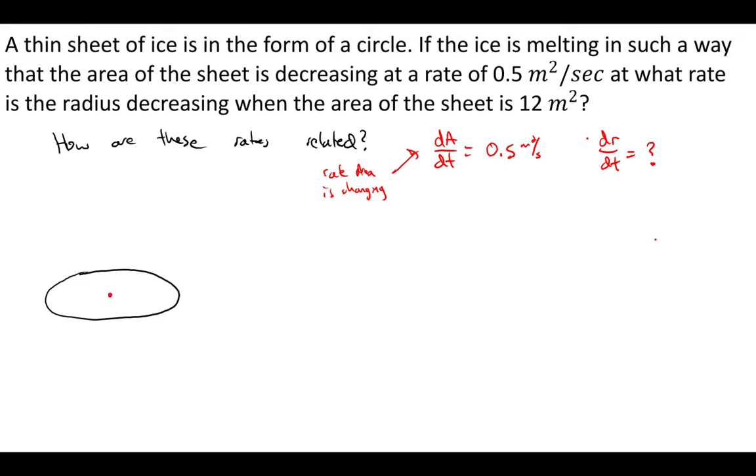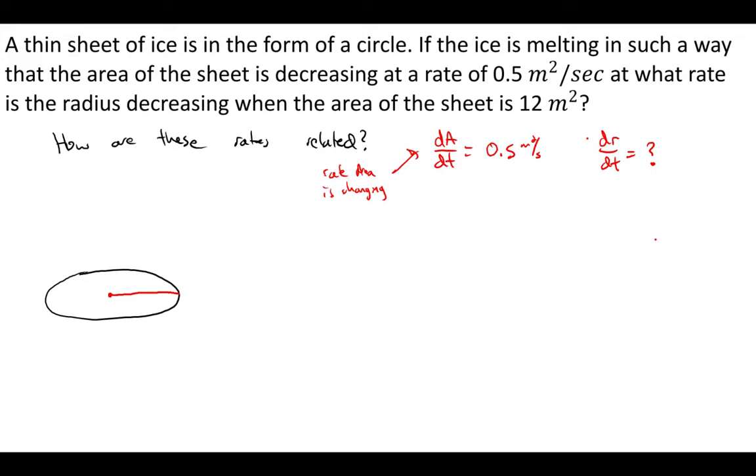I'm going to draw a little radius here. It doesn't even tell us what the radius is in this problem. It just gives us one rate, and we're supposed to figure out another rate. But there is a way we can relate these two. So think about what's a formula that has an A and an R in it that relates to circles.